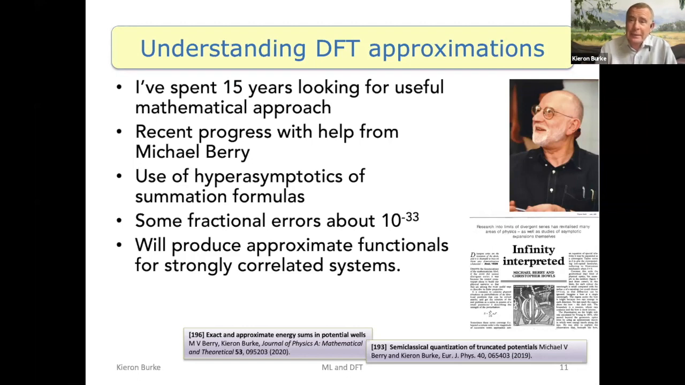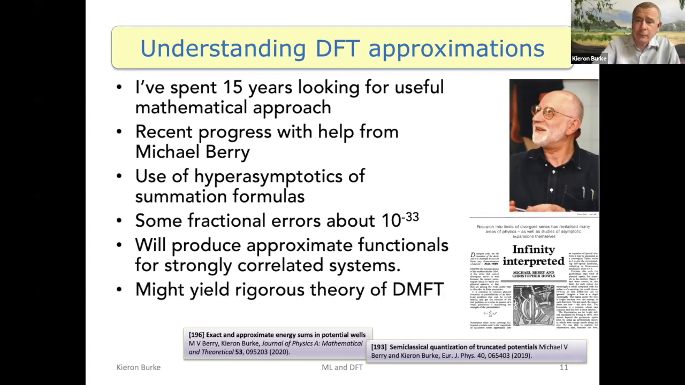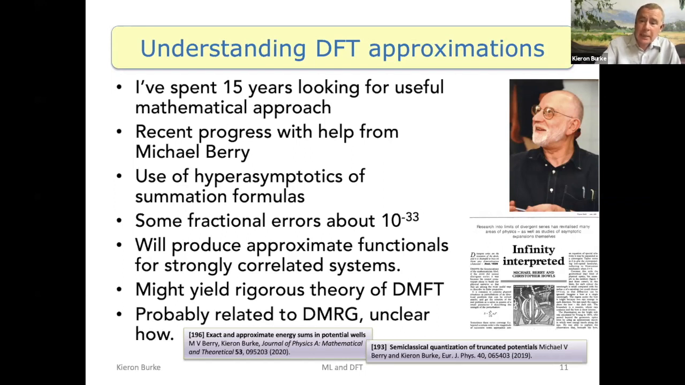And in fact, we were able to identify the error in the standard approach to deriving density functionals. And in these model cases, which we don't yet know how to generalize, we can get highly accurate results. People take for granted that DFT is always a moderate accuracy theory. Well, in these model cases, we can make it essentially as accurate as you like. These kinds of techniques might be helpful in putting a rigorous basis to dynamical mean field theory. And also we suspect that they're related to how DMRG works for wave functions, as opposed to what we were doing, which is relevant to density functionals.